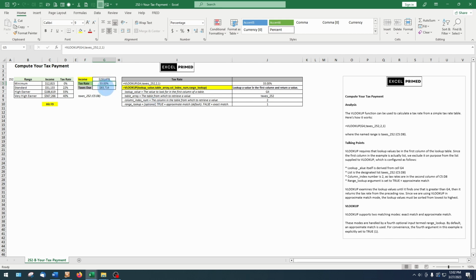What's our taxes due? A times B is equal to, well, here it is. Just G5 times G4. That's it. Simple, simple, simple. If you need to read up on, again, VLOOKUP, knock yourself out.